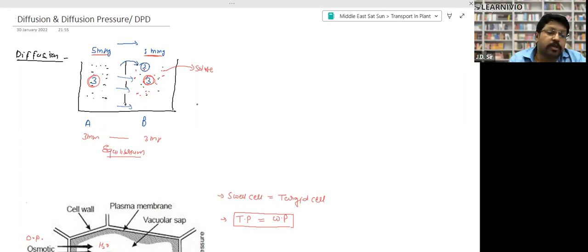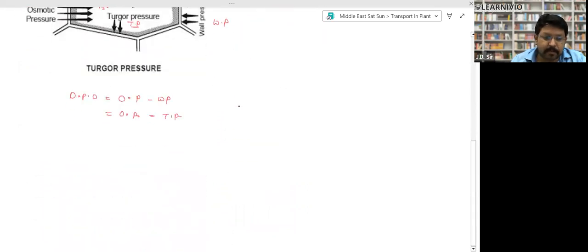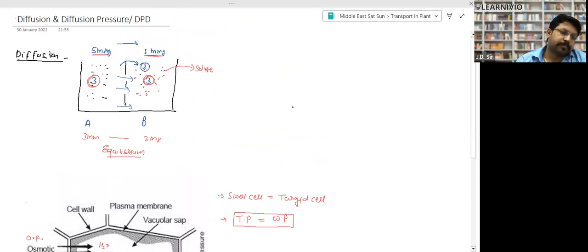So now what is the diffusion pressure deficit? Can anybody tell me what is the DPD, diffusion pressure deficit? No one? Look. Now what is the diffusion pressure deficit? So what happened when these molecules cross the membrane? So diffusion pressure deficit, how does it take place? So this was just simply diffusion.